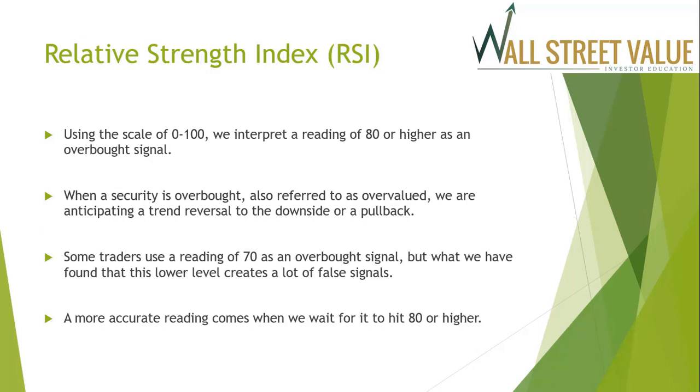Using the scale of 0 to 100, we interpret a reading of 80 or higher as an overbought signal. When a security is overbought, also referred to as overvalued, we are anticipating a trend reversal to the downside, also known as a pullback. Some traders use a reading of 70 as an overbought signal, but we have found that this lower level creates a lot of false signals. A more accurate reading comes when we wait for it to hit 80 or higher.